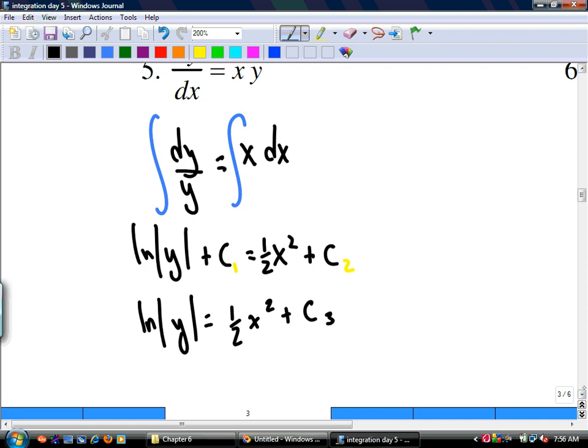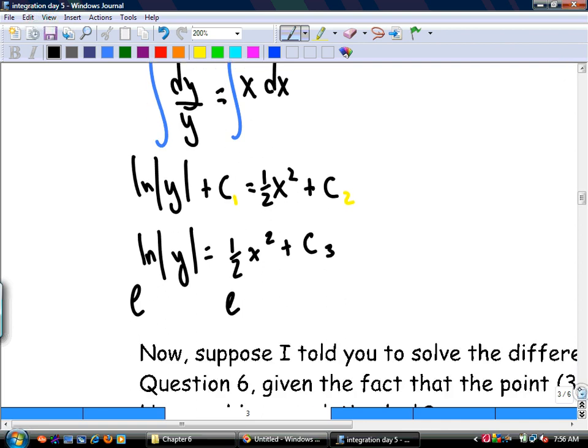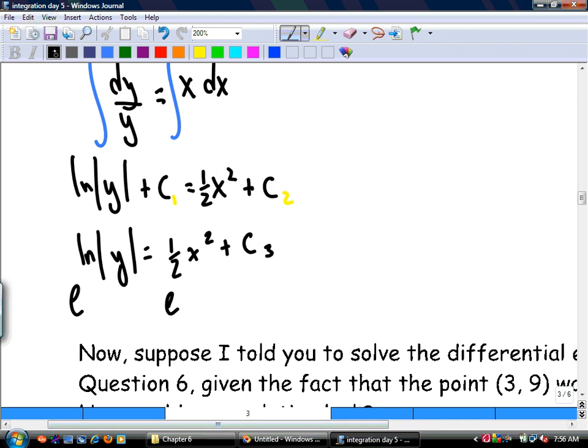Get rid of the ln. So it becomes y equals e to the 1/2 x squared plus c3.